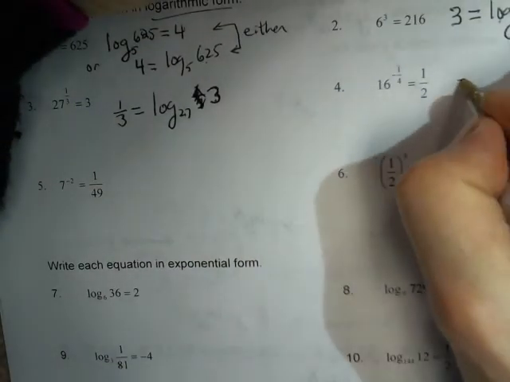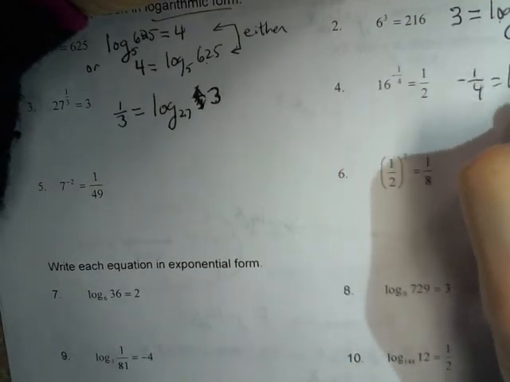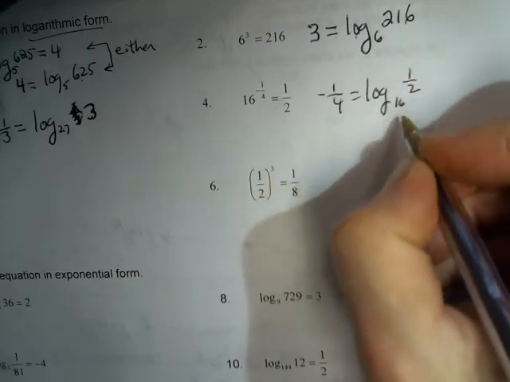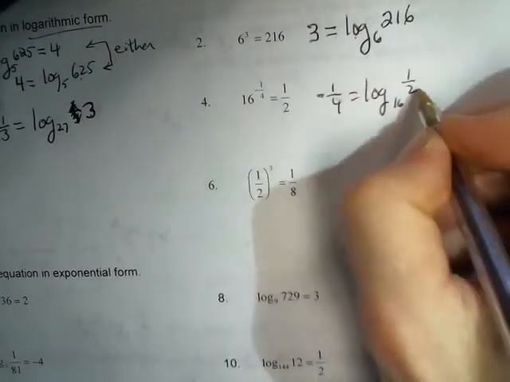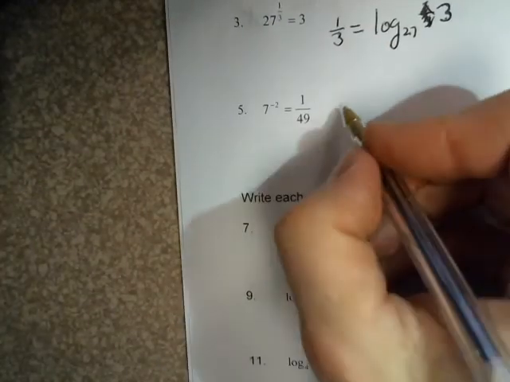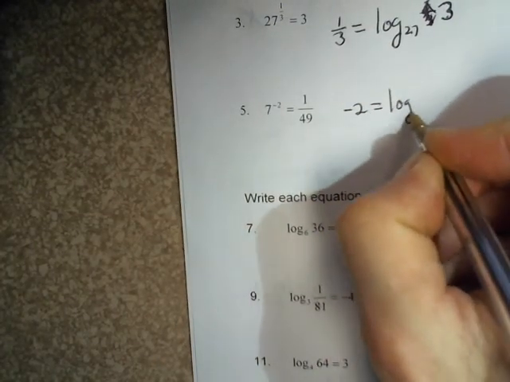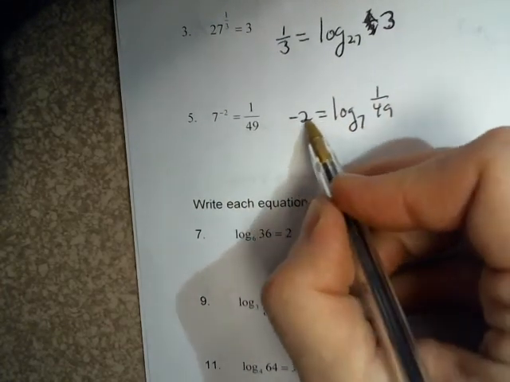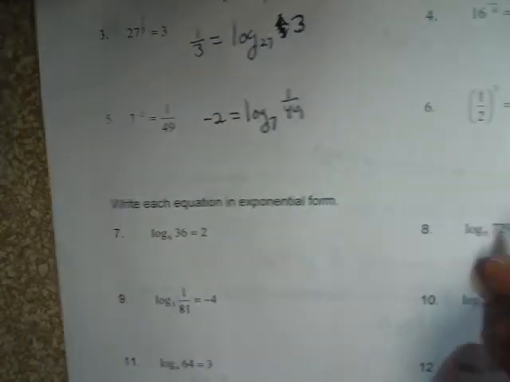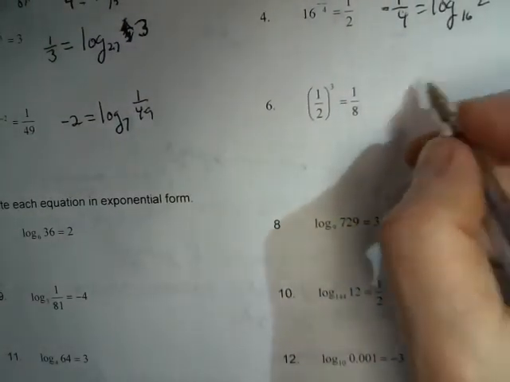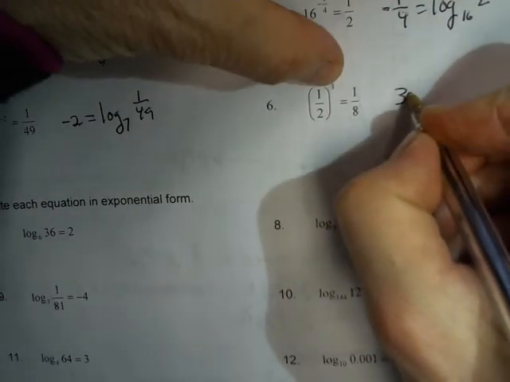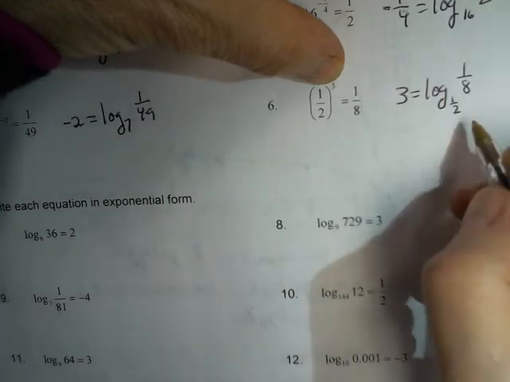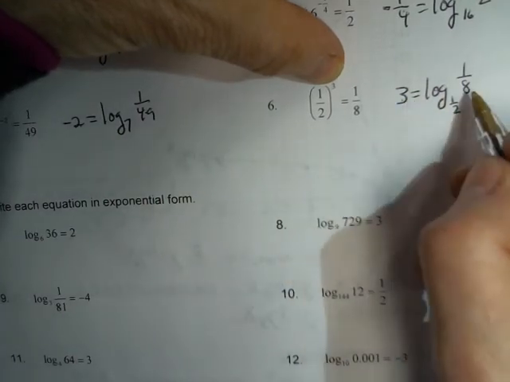On number 4, negative 1/4 is the exponent on what base? On base 16. That's going to give us a half. Or in other words, 16 to the negative 1/4 power is equal to a half. Number 5, negative 2 is the exponent on what base? On base 7. That's going to give us 1/49. Or in other words, 7 to the negative 2 is equal to 1/49. And then this last example here, see the 3 up here? 3 is the exponent on base a half, that's going to give us 1/8. Or in other words, 1/2 to the 3rd power is equal to 1/8.